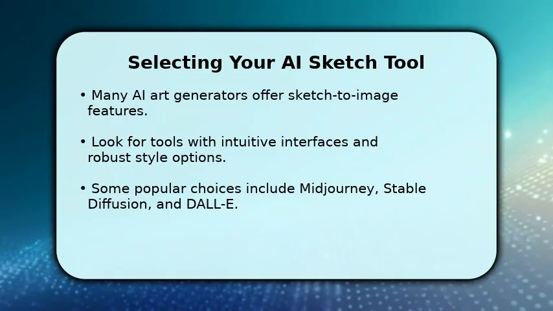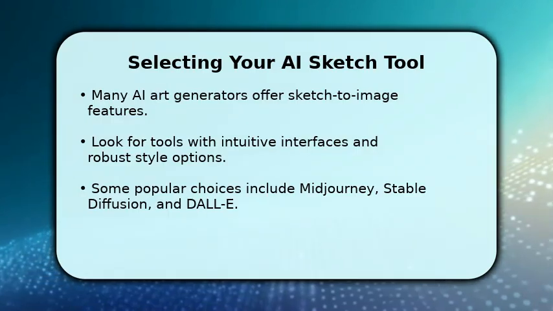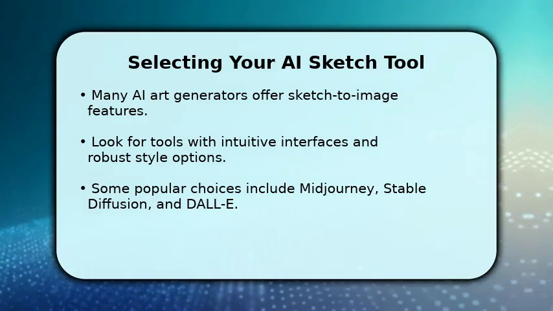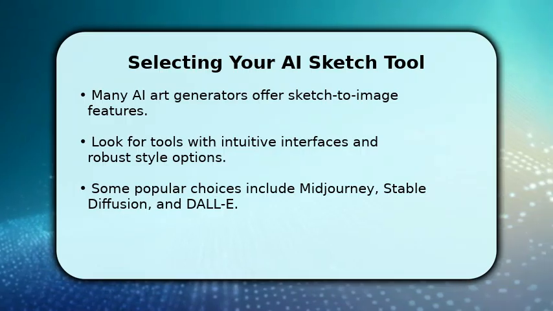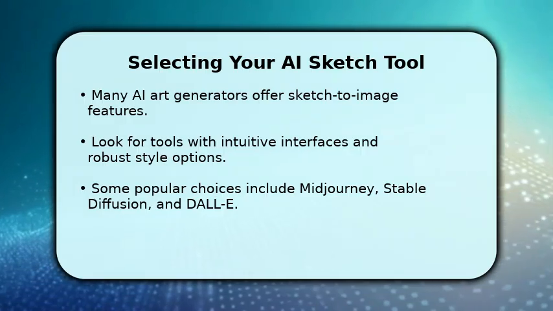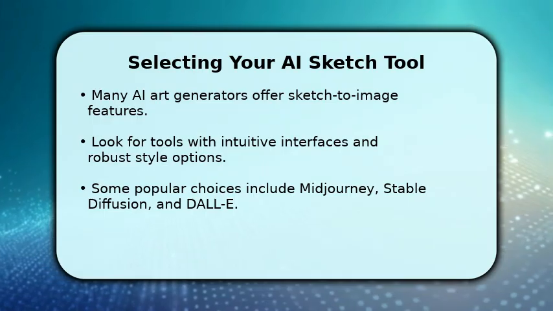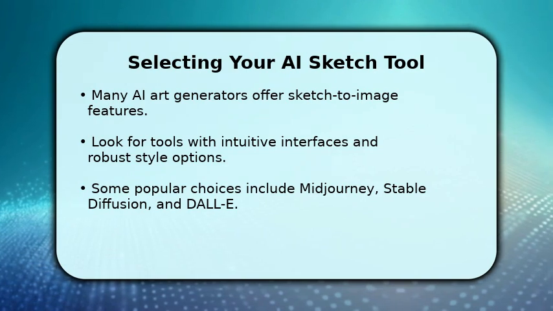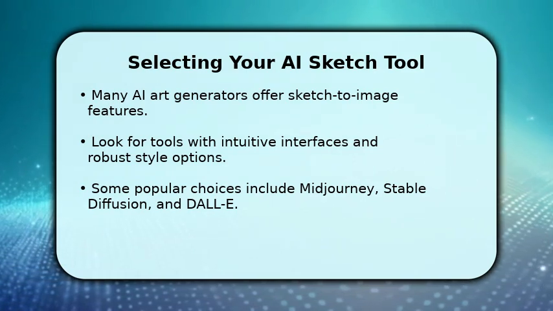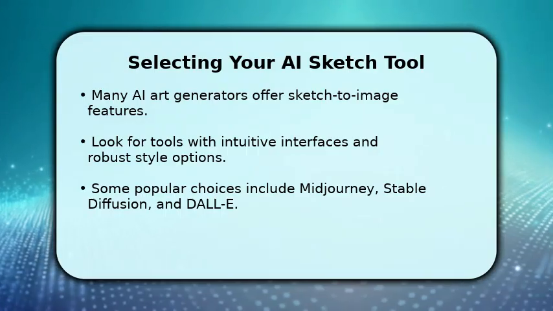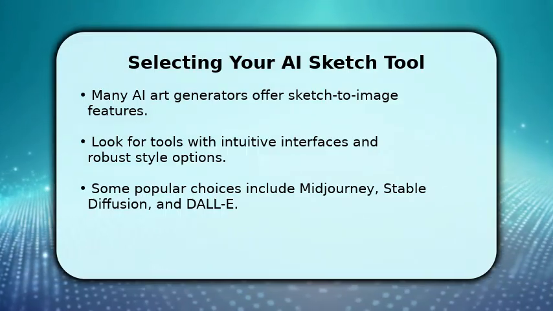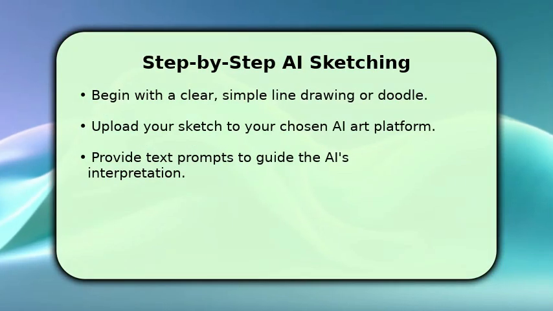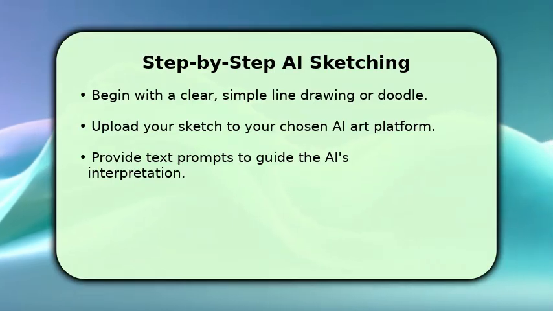Choosing the right AI tool is crucial for a smooth creative journey. There are numerous platforms available, each with unique strengths. When selecting, prioritize tools that offer an intuitive user interface and a wide array of artistic styles. Popular options like Midjourney, Stable Diffusion, and DALL-E provide excellent sketch-to-image capabilities. Look for features such as real-time rendering, which allows for instant feedback, and extensive customization options to truly tailor your artistic vision.